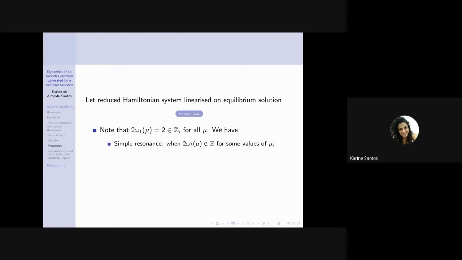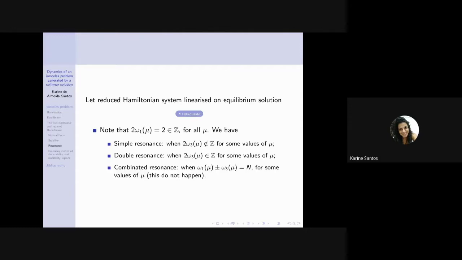So the resonance depends on the second frequency. When this frequency, 2 omega 3, is not an integer, for some values of mu we have a simple resonance. And we have double resonance when this happens. And in our case, we obtain three values of parametric resonance.